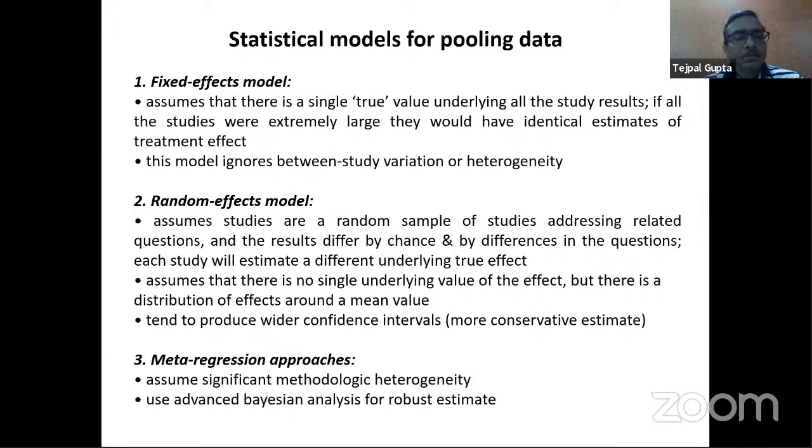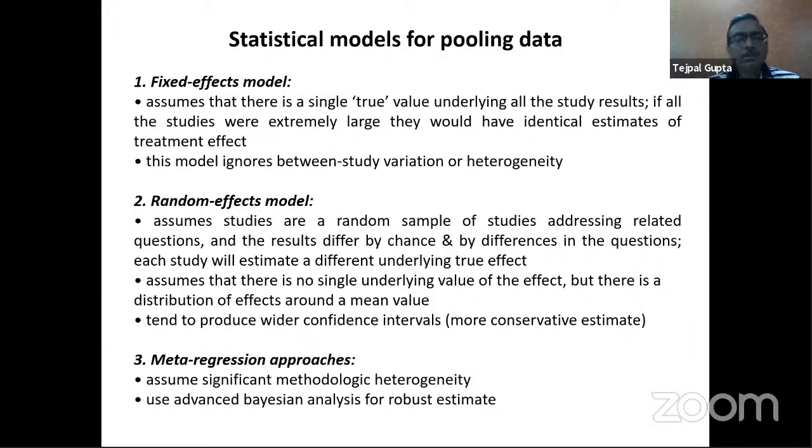The second model is the random effects model, and that's a more appropriate model to use because it assumes that studies are a random sample of studies addressing related questions, and the results differ by chance and by differences in the questions. And each study will estimate a different underlying true effect. It assumes that there is no single underlying value of the effect, but that there is a distribution of effects around a mean value. The random effects model generally tends to produce wider confidence intervals as it is a more conservative estimate.